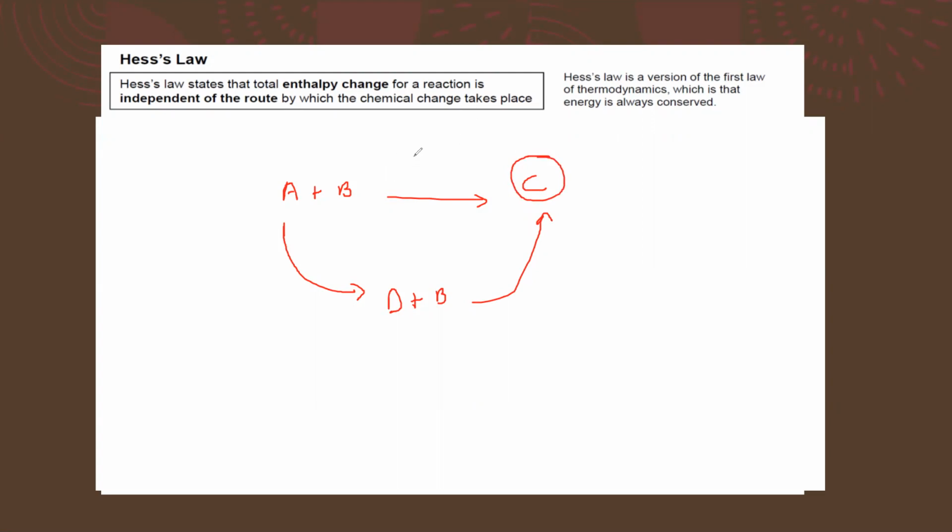For example, if here the energy was 30 kilojoules per mole, on this side the energy was, for example, 20 kilojoules per mole, and here the energy will be 10 kilojoules per mole. So you can see the overall energy change if I follow path 1 or if I follow path 2, the overall energy change is independent of the route. That's why, according to Hess's law, we can follow any route and work out the energy change or the enthalpy change using this concept.